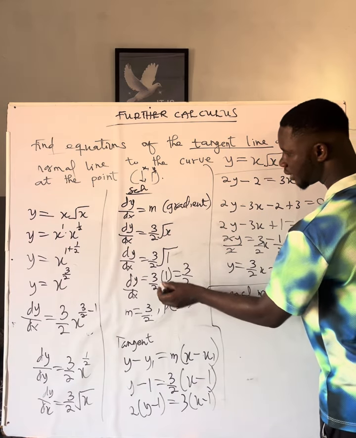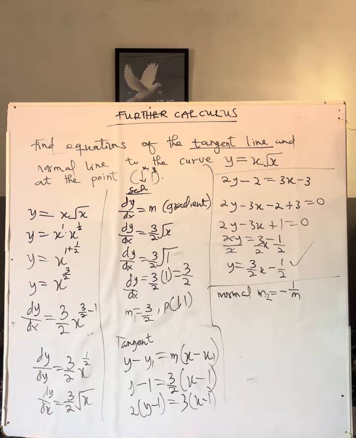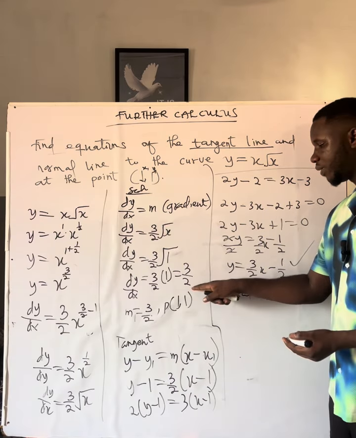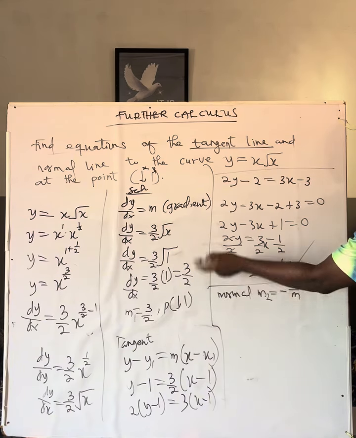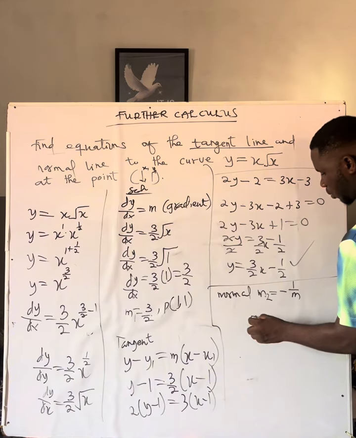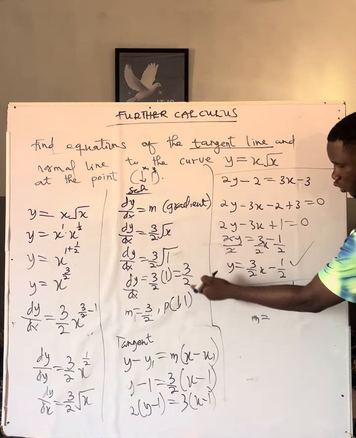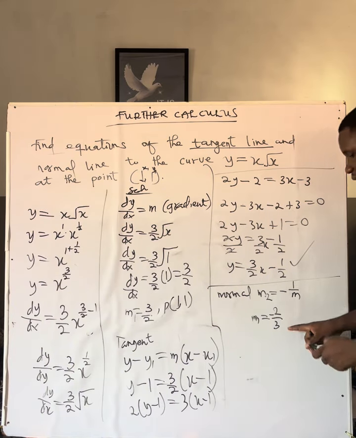So to find the equation of the normal, we are going to use the normal gradient. So let's label this one M1, and this one will become our M2. So the M2 will be the negative reciprocal of the gradient. So reciprocal means we turn upside down what we have here. Okay, negative reciprocal of this. So let's look at what we are going to get over there. So our M2 is going to give us, the 2 will go up, so minus 2 over 3. So that is what you are going to get for the gradient.